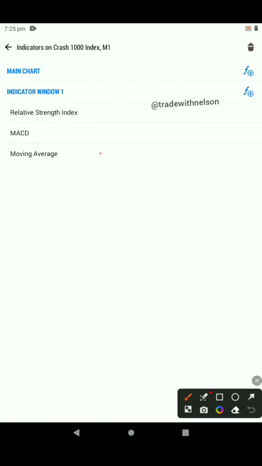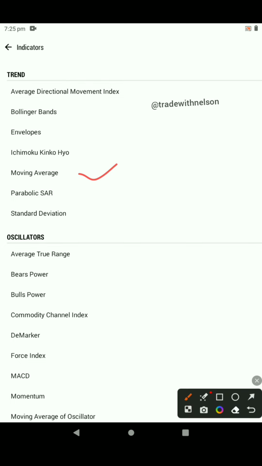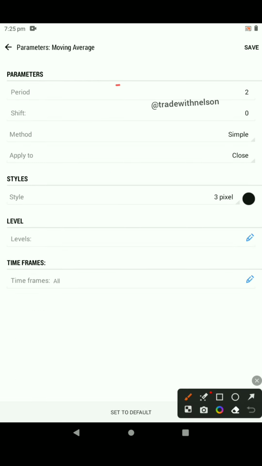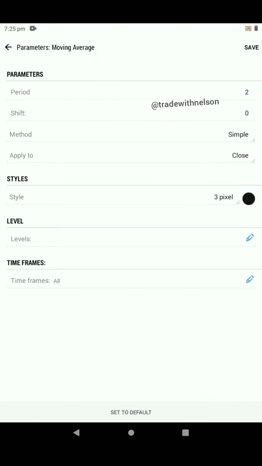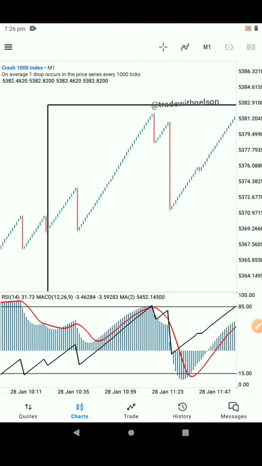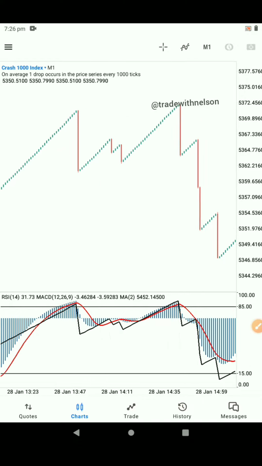For the third indicator, which is the moving average, click on the F icon on indicator window 1 again. This is your moving average. Click on that. Make your period 2, shift 0, method simple, apply to close, style to be 3 pixels, select a color of your choice. Here I'm using black. After that, click on save. If you follow my settings correctly, your chart should look exactly as what you see over here.